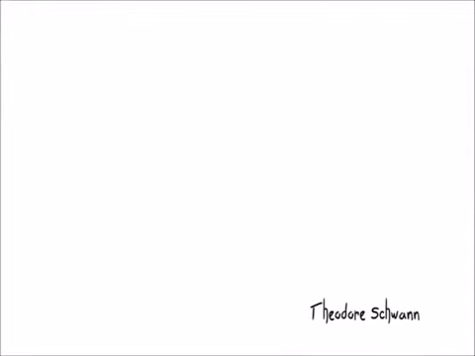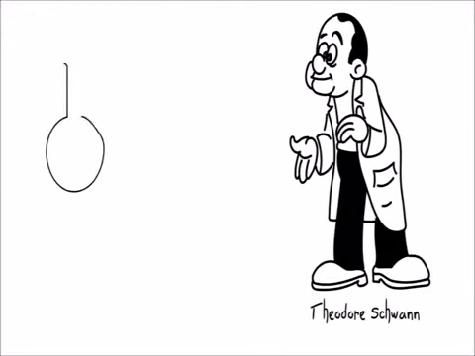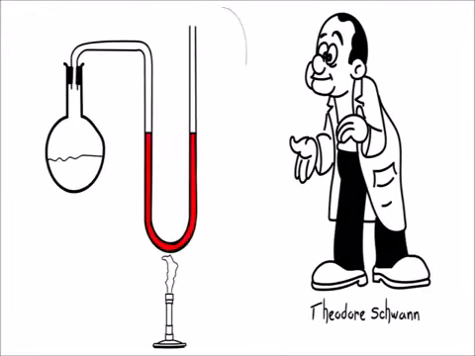Theodor Schwann passed the air into a flask containing broth through a red-hot tube. The broth in the flask showed no growth.